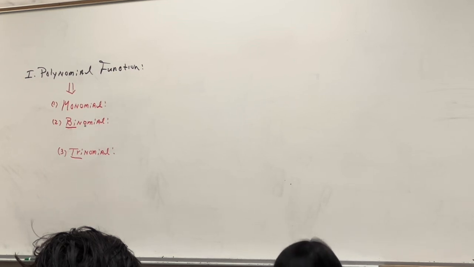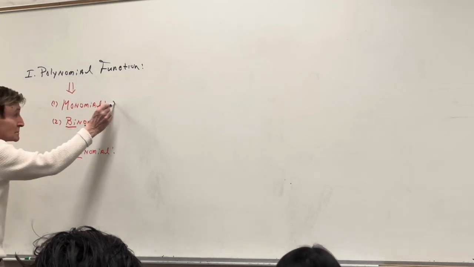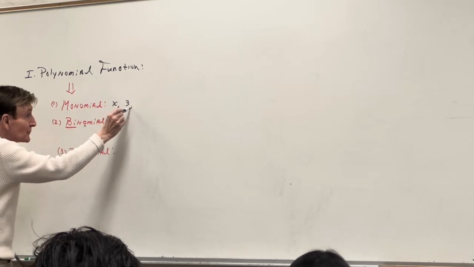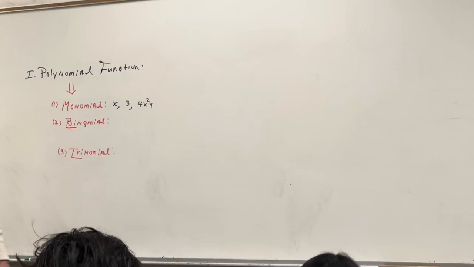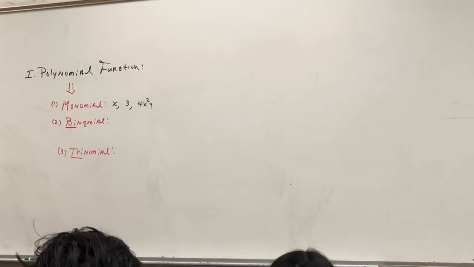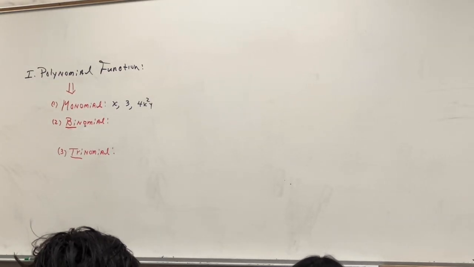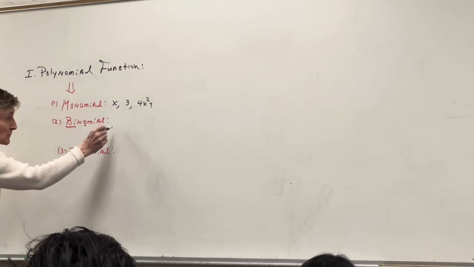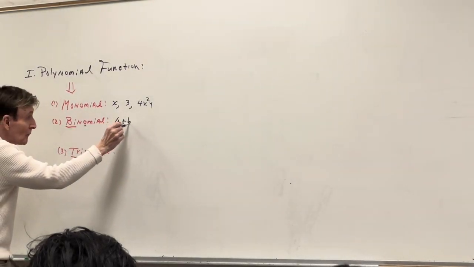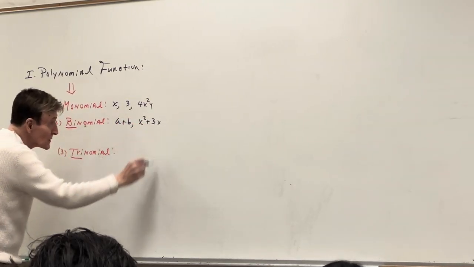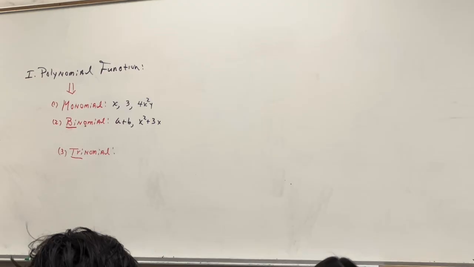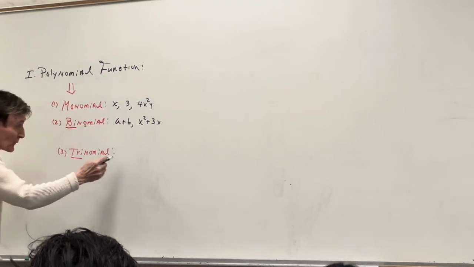I'm going to do it right quick, we'll run out of time here. x, 3x, 4x squared y, a single term. Monomial. Binomial, I need two. a plus b, x squared plus 3x, and others. Two separate terms. Trinomial, prefix, I need three.